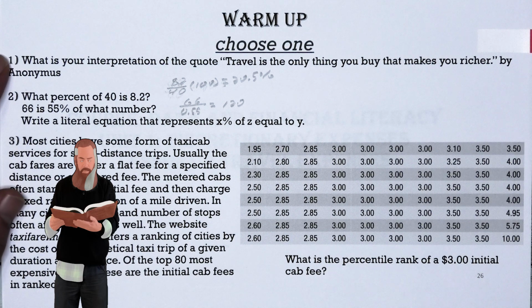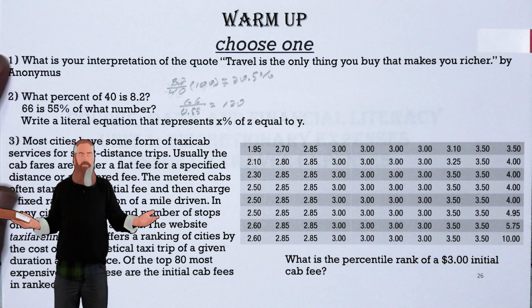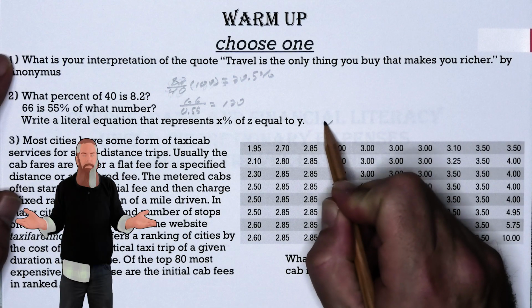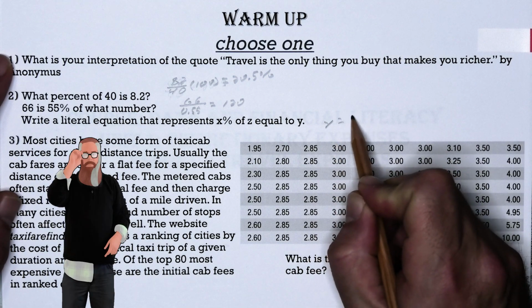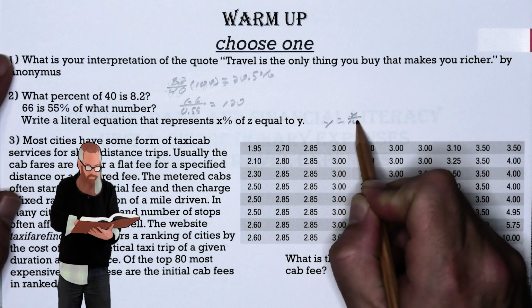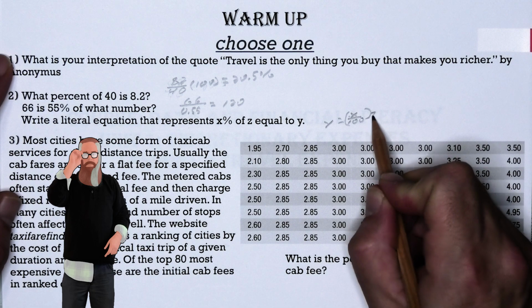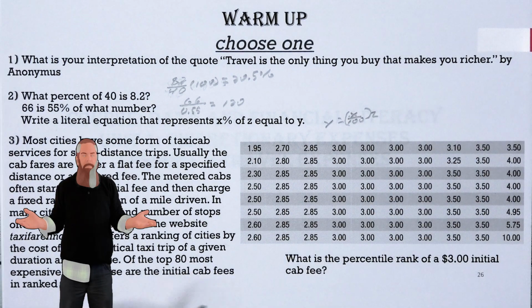Now let's write a literal equation that represents x percent of z is y. This will give us y is equal to x. Since it says percent, we would need to divide that by 100 to turn it into a decimal, and then multiply it by z. Now, let's take a look at a problem that you will be able to do by the end of this lesson.